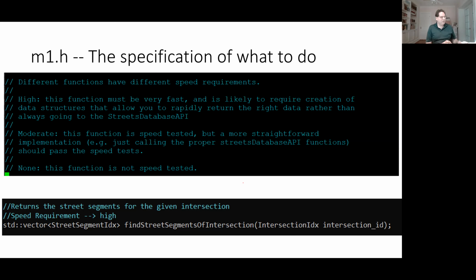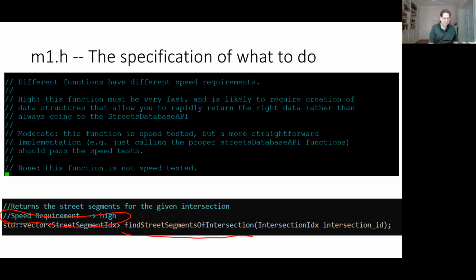Okay, so we passed functionality, which is good, but we failed performance. So let's go into m1.h and look at it to see if it gives us any hints of what this means. Well, you'll see that find street segment of intersection has a speed requirement of high. Okay, and you look up earlier in the header file, it tells you what that means.